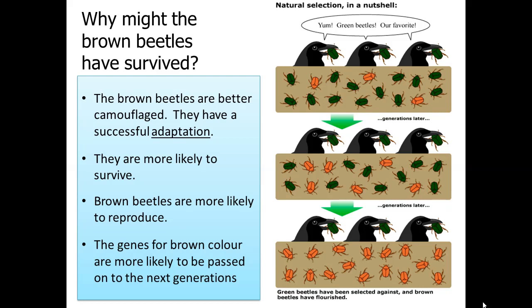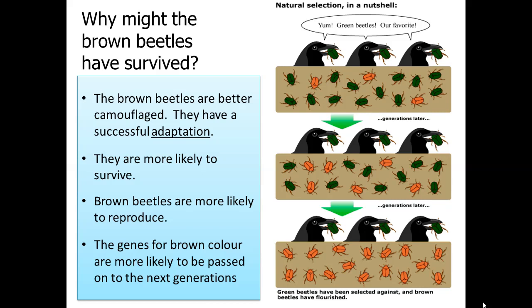So the brown ones are the fittest, the ones that will survive, that will reproduce, and will pass the characteristic on to the next generation. Okay, so it's because the brown one has a better camouflage, so the birds cannot see them, and so the birds will eat the green one. So the green one will be eaten. They won't survive, so they cannot breed, so they cannot pass the characteristic to the next generation.